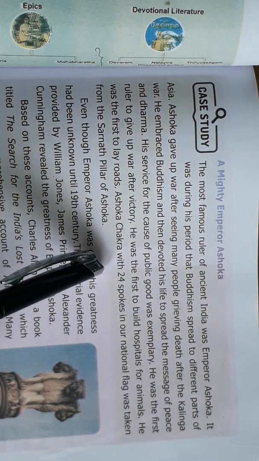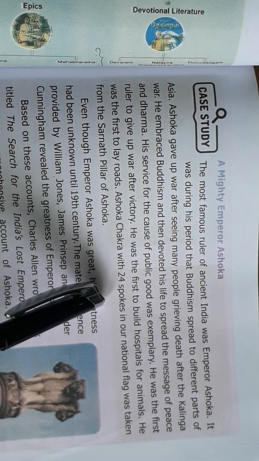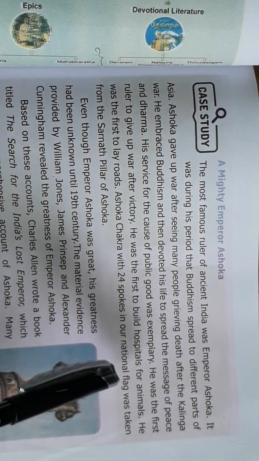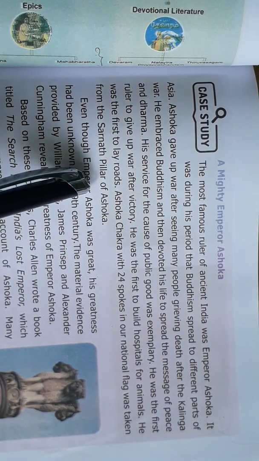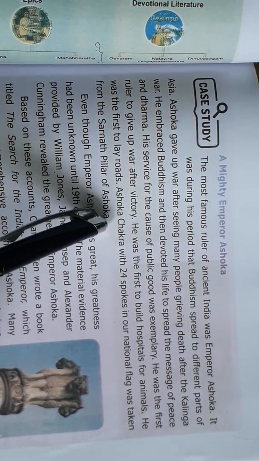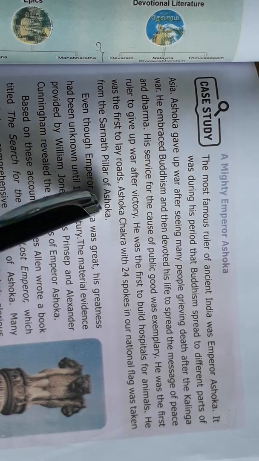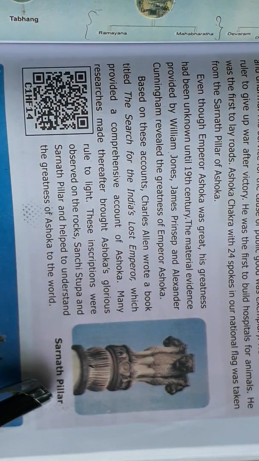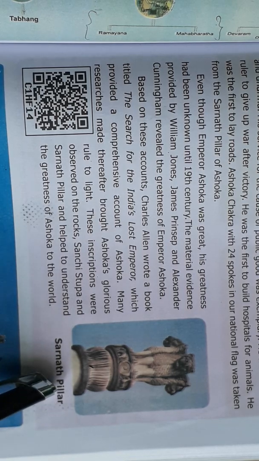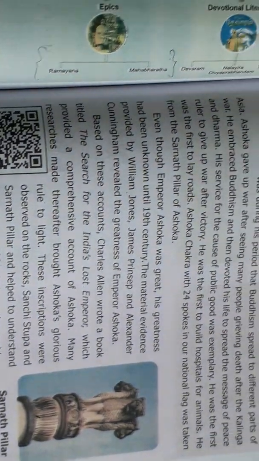The Ashoka Chakra with 24 spokes in our national flag was taken from the Sarnath pillar of Ashoka. This is the Sarnath pillar.